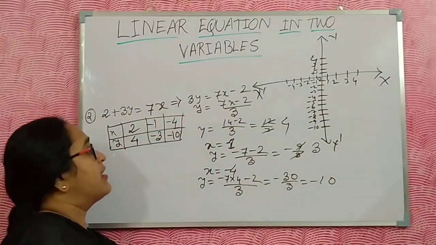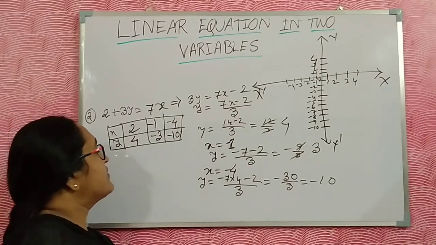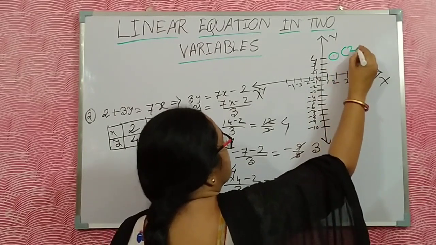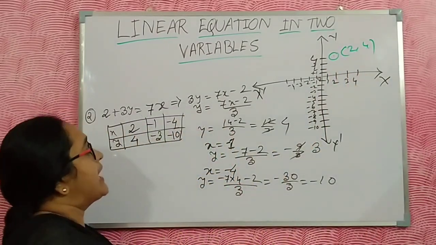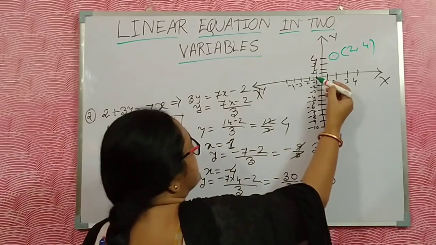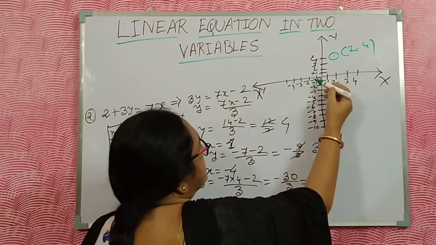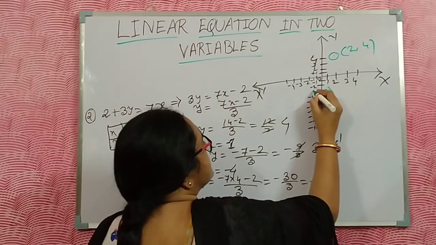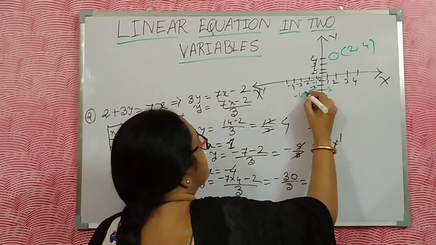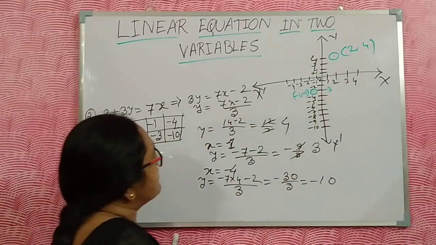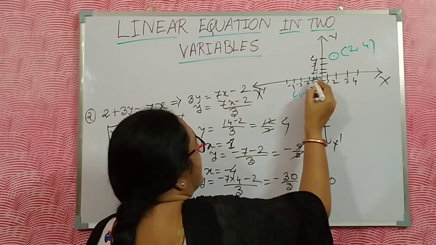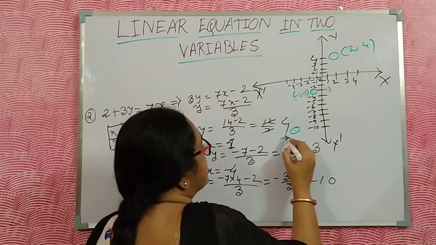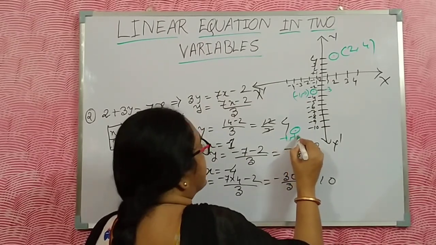Now you just put the values of these. X is 2 and y is 4. Here you put 2 and 4, and then x is minus 1 and y is minus 3, here minus 1, minus 3. Then minus 4 and minus 10. Here 4 and minus 10 also, this is minus 4 and minus 10.